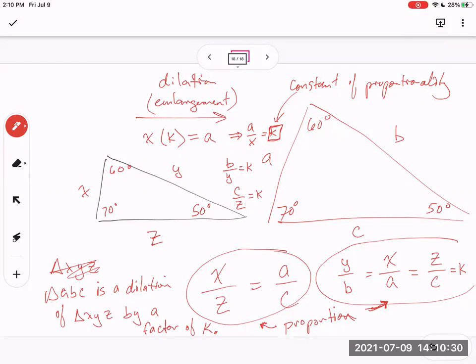So now that we did those practice problems, that's kind of like a re-explanation for you of what this unit is all about. Dilations and similar triangles and proportionalities and all that kind of stuff. Right. Okay, all good? Sounds good.